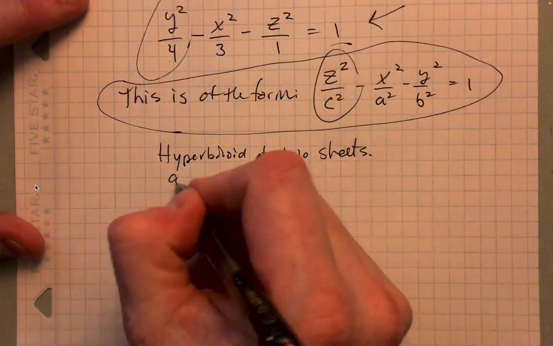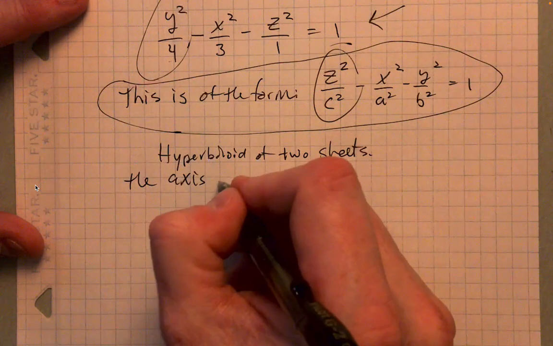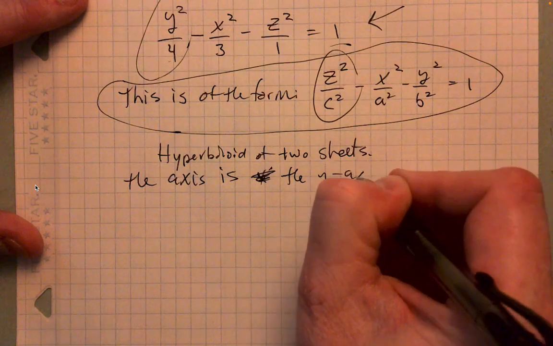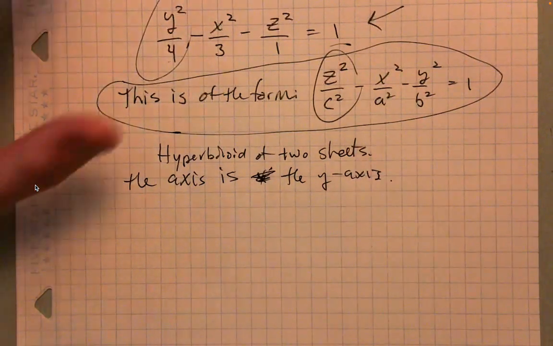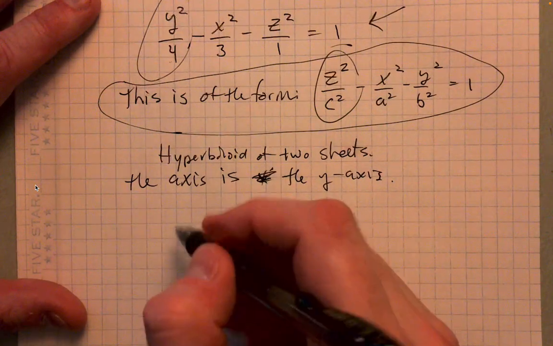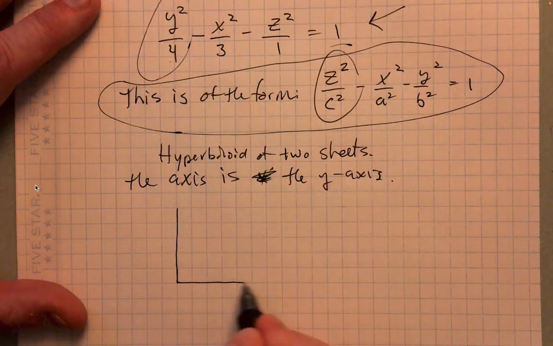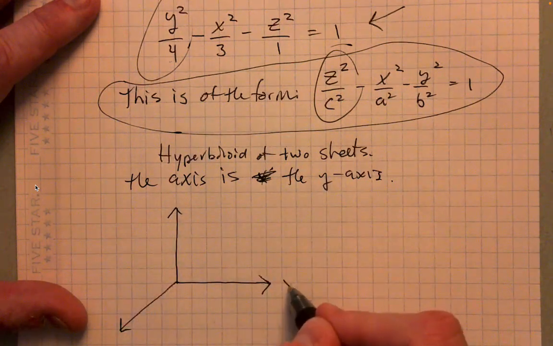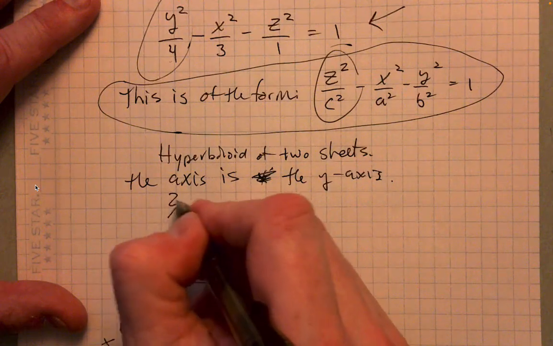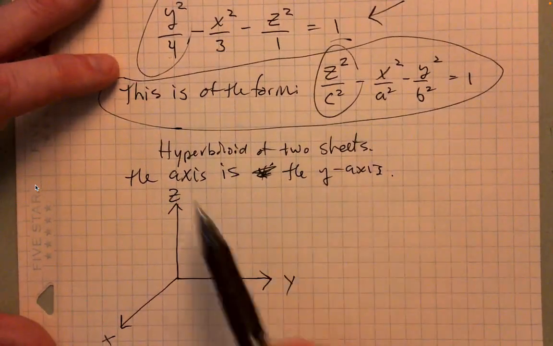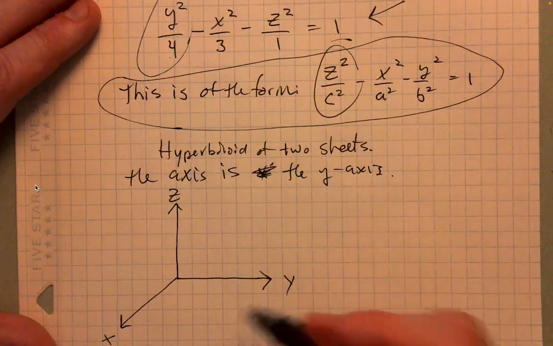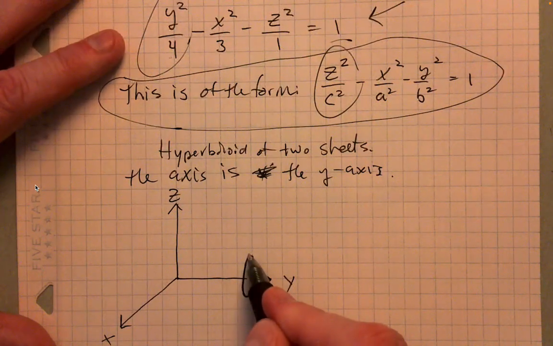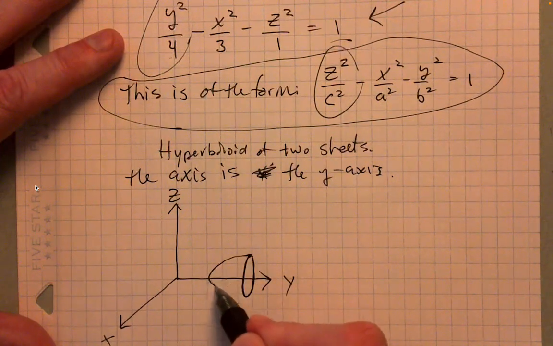Okay, now the axis is the y-axis. So what is this going to look like? Well, without getting into too much detail, we'll just try to sketch it. You've got your y-axis, your x-axis, and your z-axis. The axis of this hyperboloid is going to be the y-axis, so that means it's going to open like this. And it's a 2-sheet hyperboloid, so it's going to come down and then come back up like that.